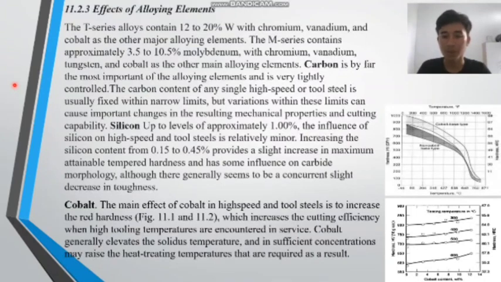Cobalt. The main effect of cobalt in high-speed and tool steels is to increase the red hardness, features 11.1 and 11.2, which increases the cutting efficiency when high tooling temperatures are encountered in service. Cobalt generally elevates the solidus temperature and in sufficient concentration may raise the heat treating temperatures that are required as a result. Next.